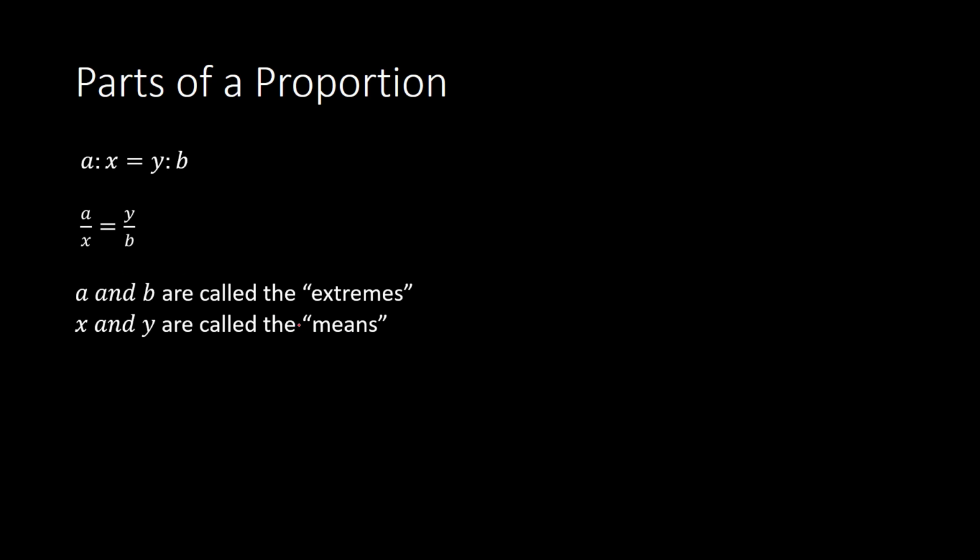Now looking at the means, there's a specific type of mean that we have called a geometric mean. For example, it might say to find the geometric mean of two numbers, such as 4 and 9. What the geometric mean means is that we are plugging in a 4 and 9 into the extremes, and then putting an x in for the means. So we have 4 over x equals x over 9.